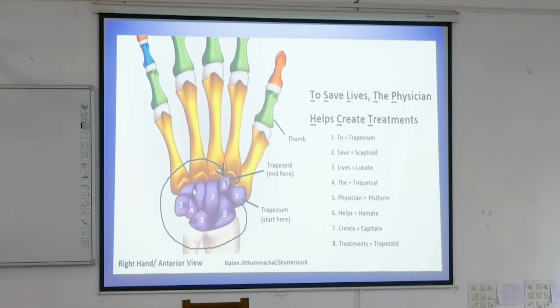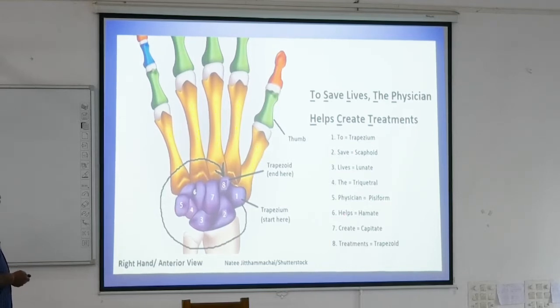Now, this is a mnemonic. To save lives, the physician helps create treatment. Now, 1, 2 trapezium. 1 is 2 trapezium. Save is scaphoid. Lives is lunate. 1, 2, 3, 4, 5. Now, 4 is the triquetral. And 5 is pisiform.